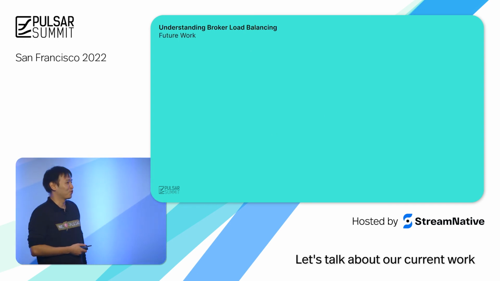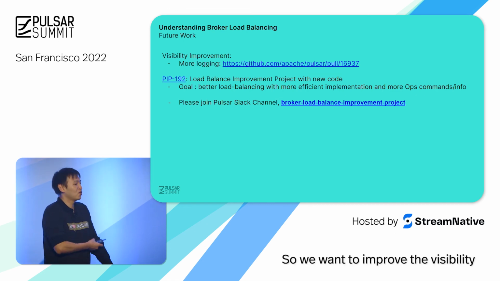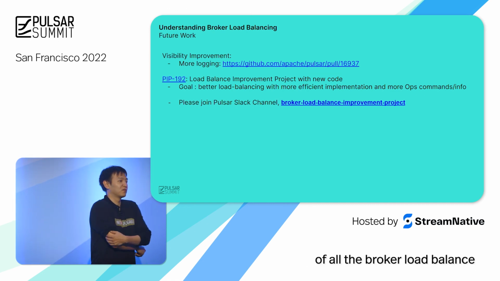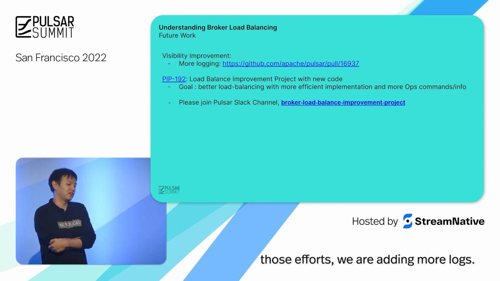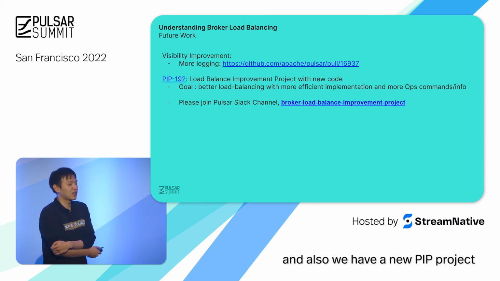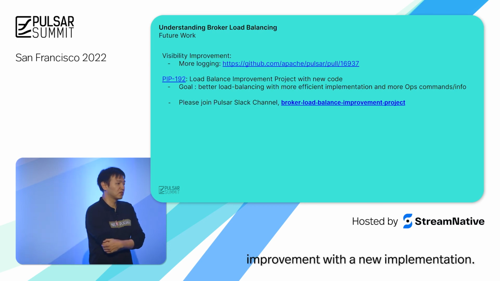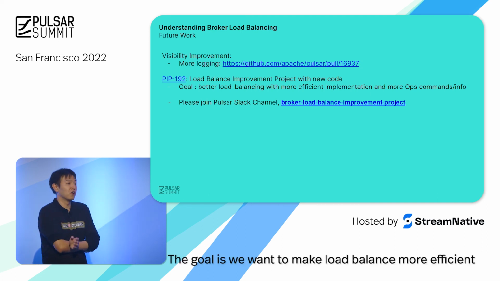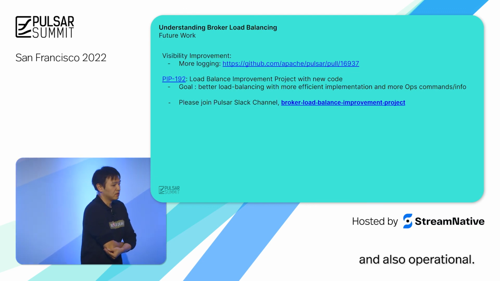Let's talk about our current work and future work. So we want to improve the feasibility of the broker load balancer. And for one of those efforts, we are adding more logs. So these are the PRs we raised. And also we have a new PIP project, broker load balance improvement with a new implementation. The goal is we want to make the load balancer more efficient and also operational.